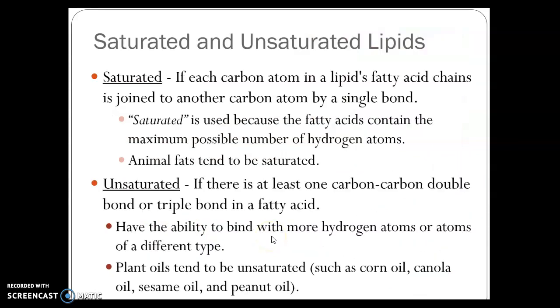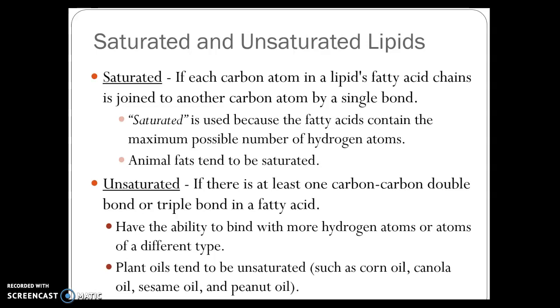So those are neutral fats, saturated and unsaturated. If each carbon atom in a lipid's fatty acid chain is joined to another carbon, then that's considered saturated. It means that there's no way for anything else to get in there, no way for anything to react with it. Unsaturated is when at least one of those carbons has a double bond or a triple bond in a fatty acid.